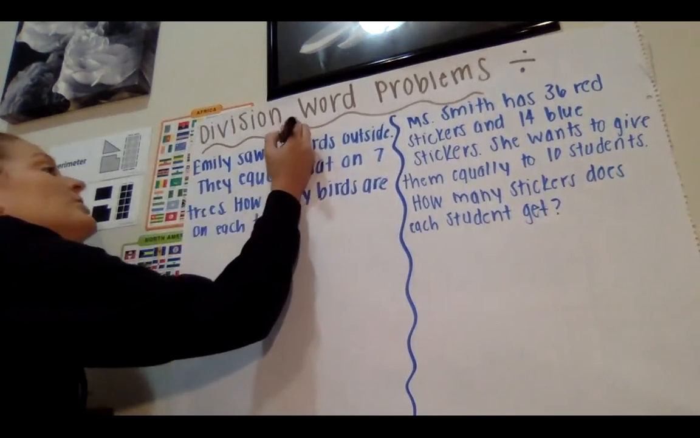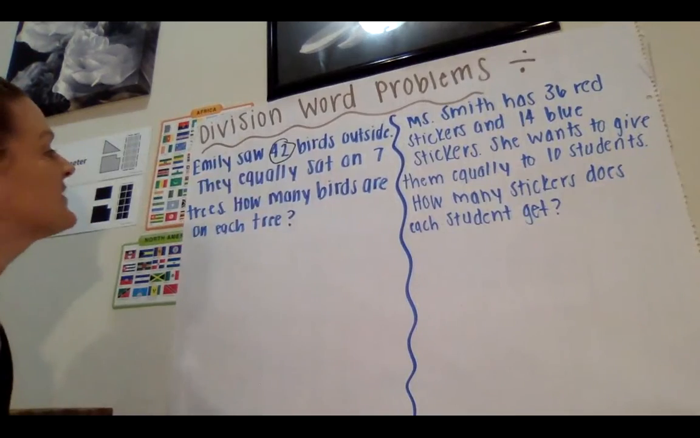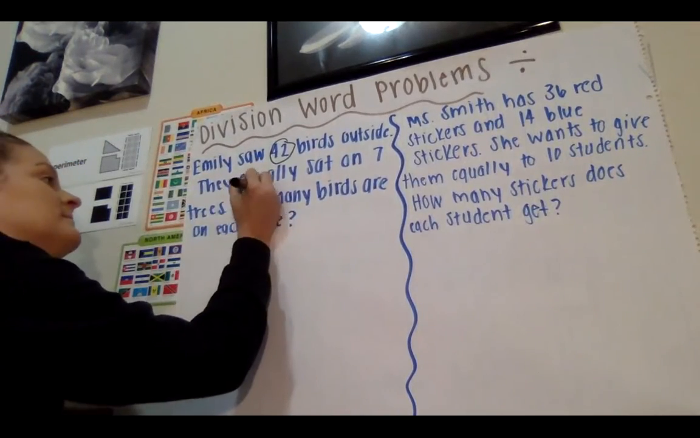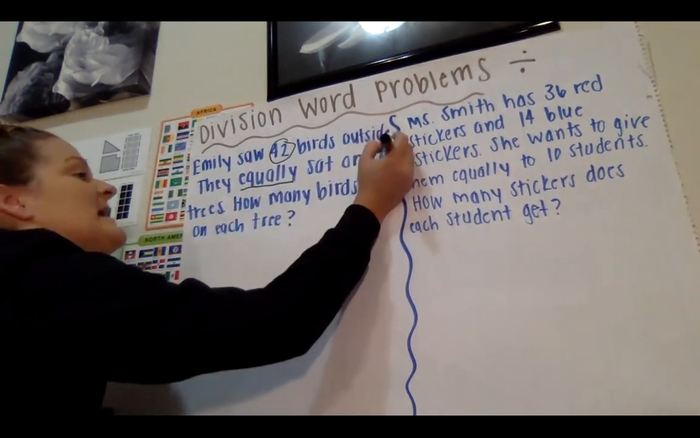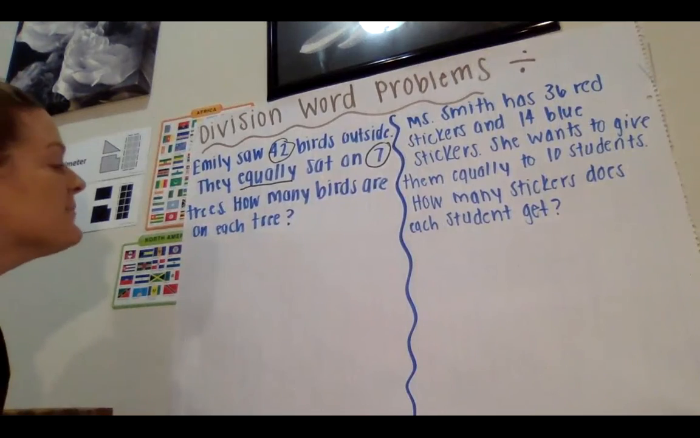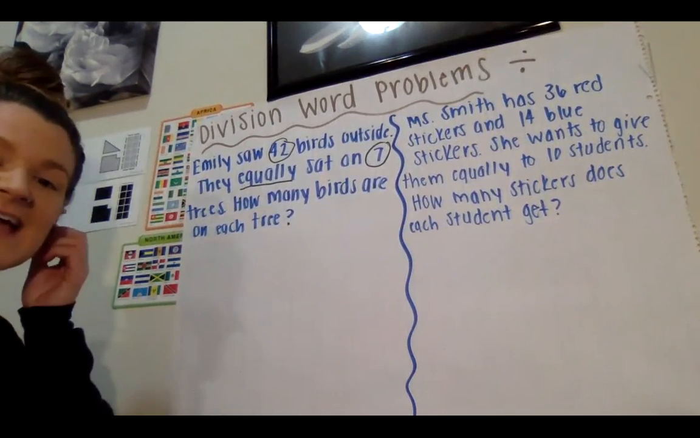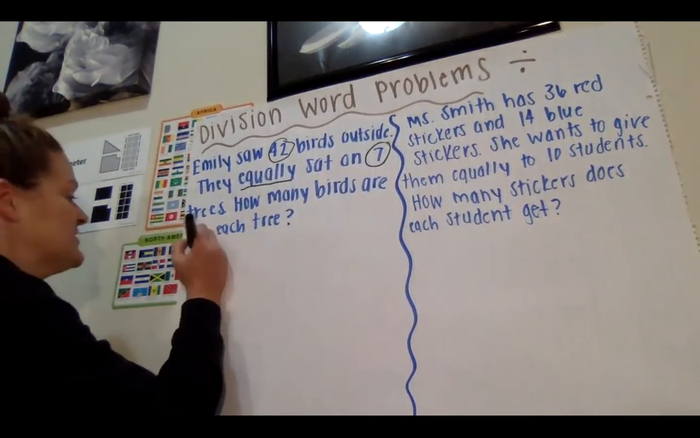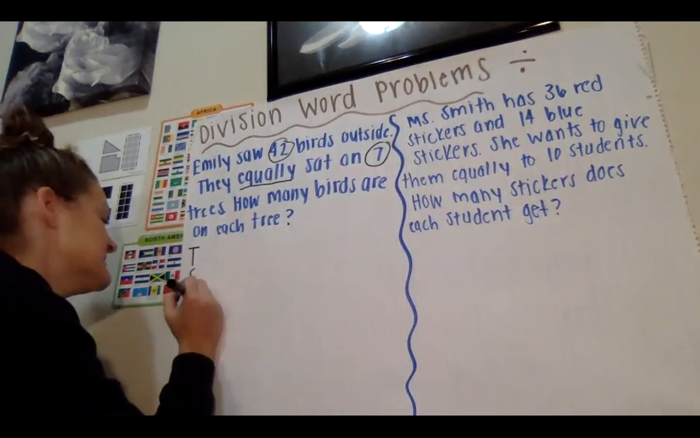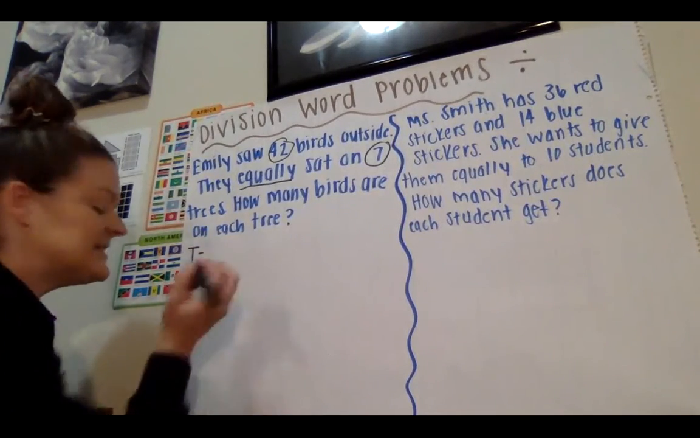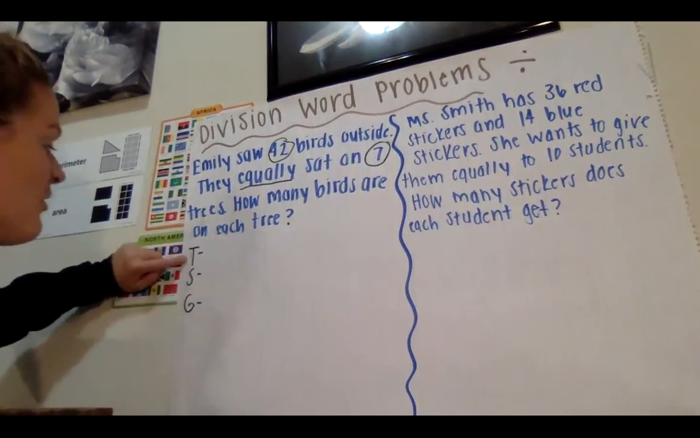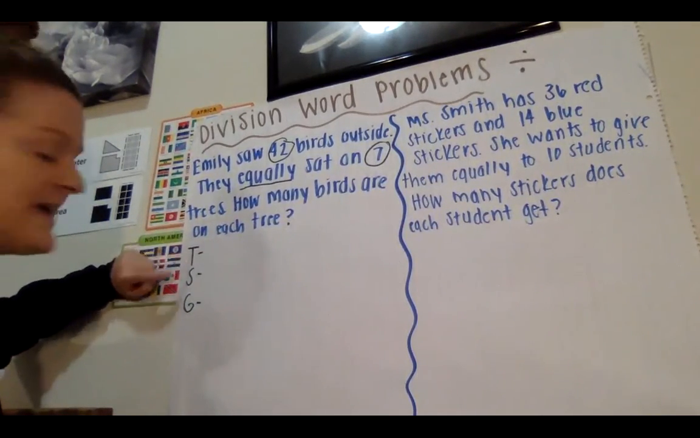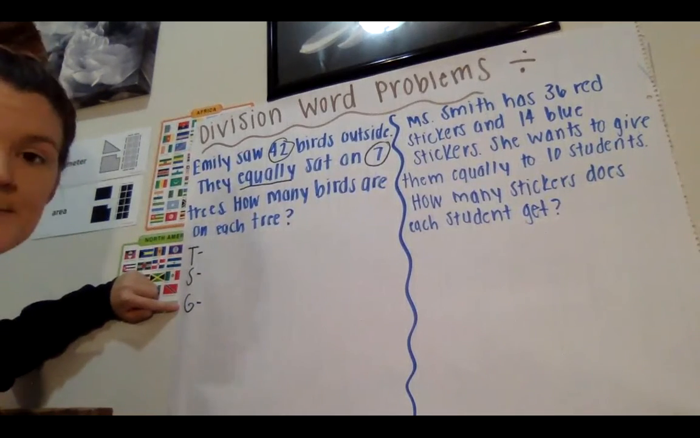Emily saw 42 birds outside. They equally sat on 7 trees. How many birds are on each tree? Again, another strategy we always talked about was TSG. Who remembers what TSG stands for? Hopefully you're thinking total, size of the groups, and then the number of groups.